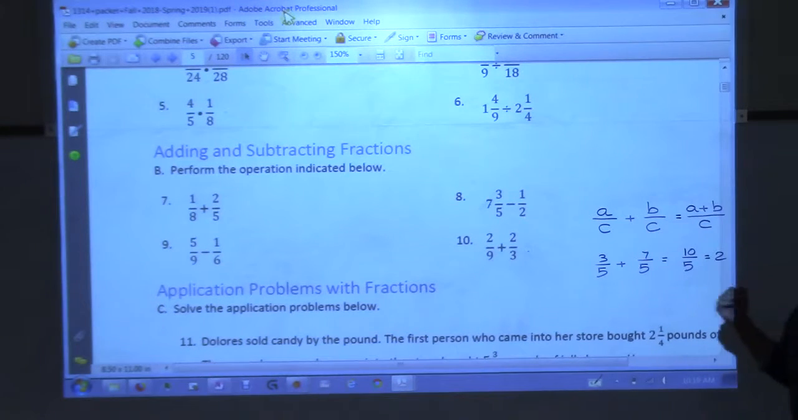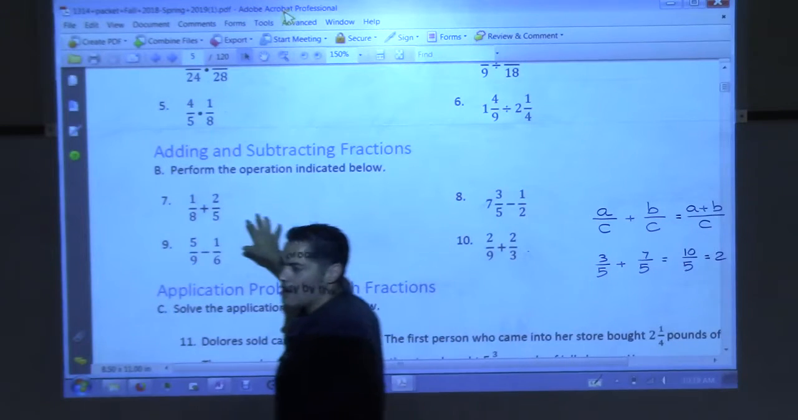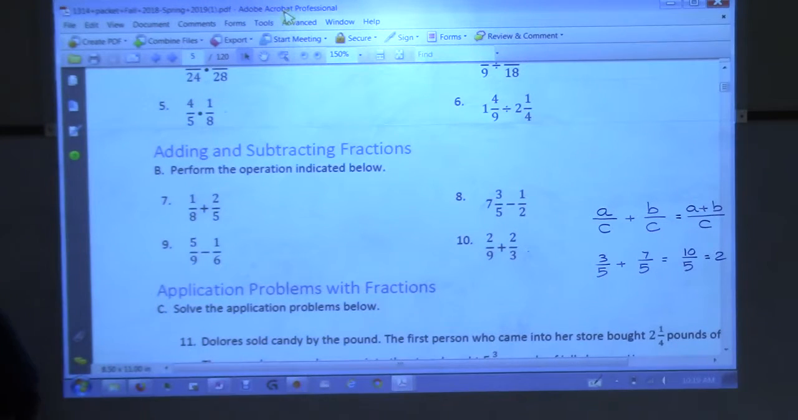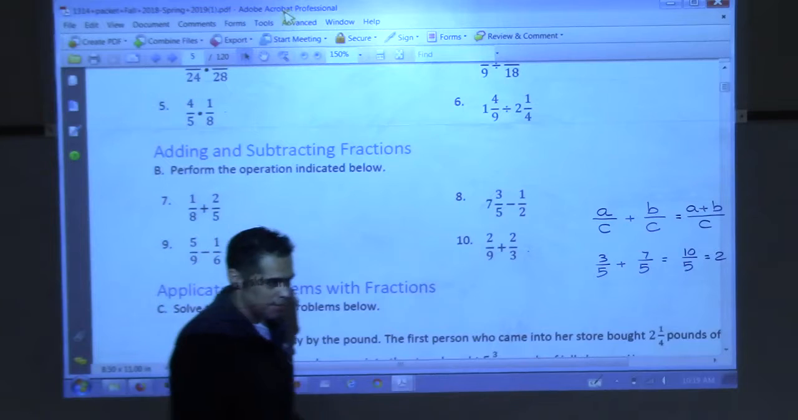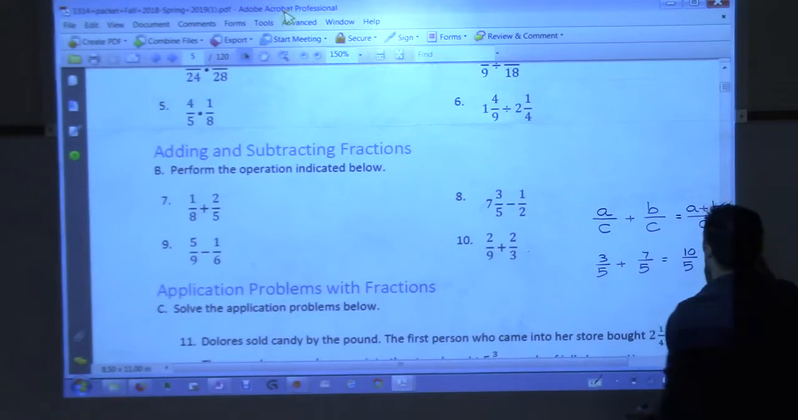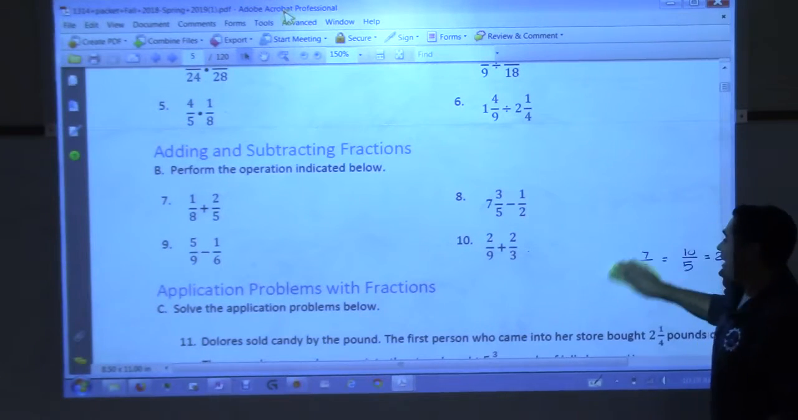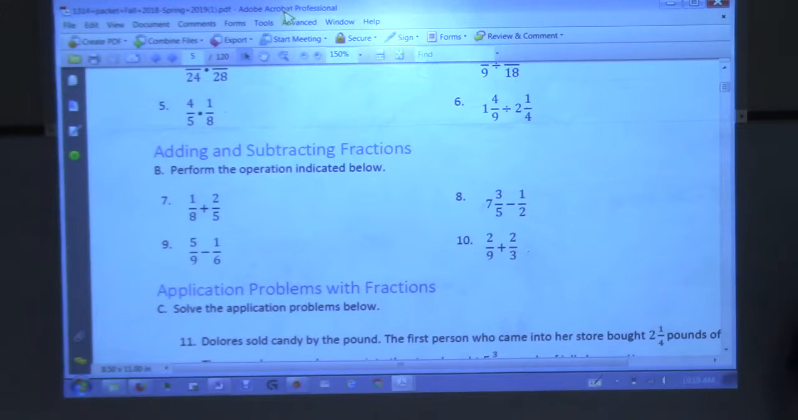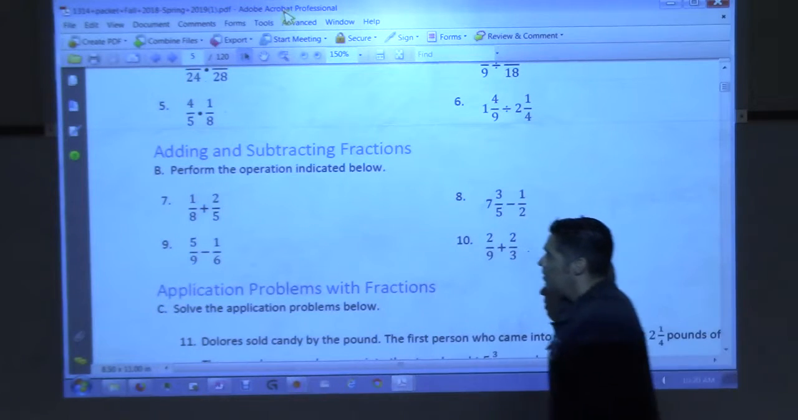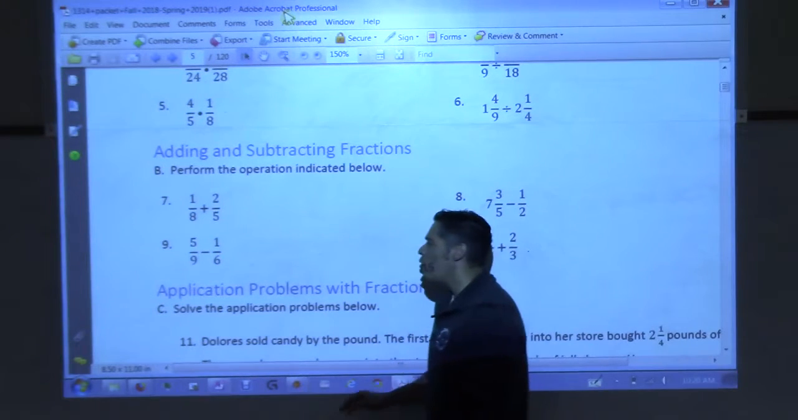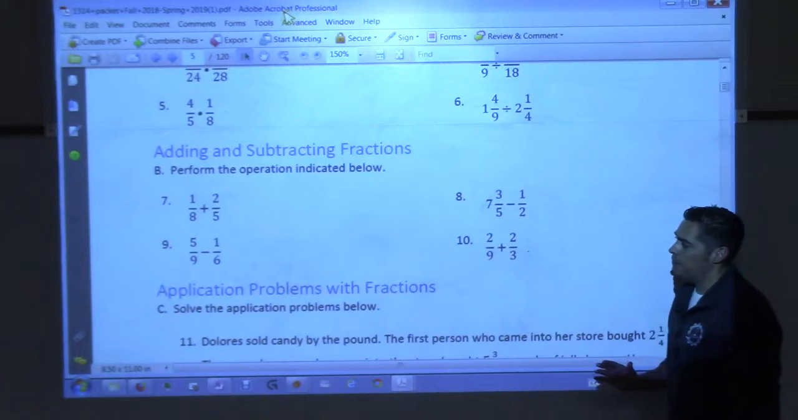But as you can see for these problems, none of them have the same denominators. So how do we add fractions when they do not have the same denominators? We have to get them to have the same denominator, right? That's what makes this tricky. So let's start with this first one. And again, there's more than one way to do this, all right?